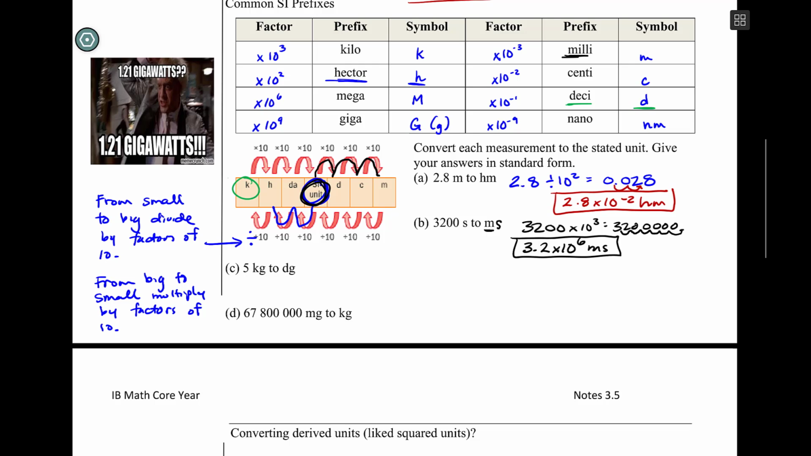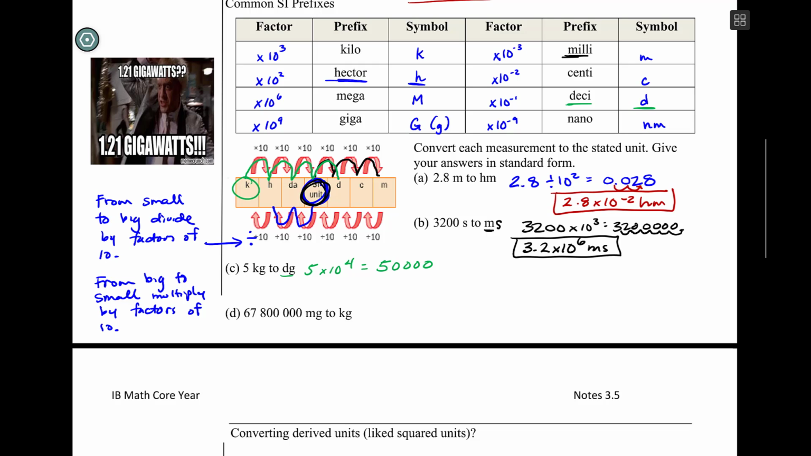And we look to see how many decimals essentially are we moving over, or what are we multiplying or dividing by. So we are moving from the left to the right. So that means we're going to be multiplying. We're going from a big to a small. 2, 3, 4. 4 spaces. So 5 kilograms times 10 to the fourth. And that's going to give me 50,000.